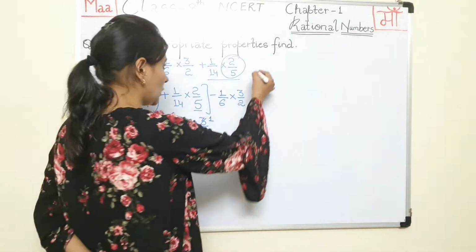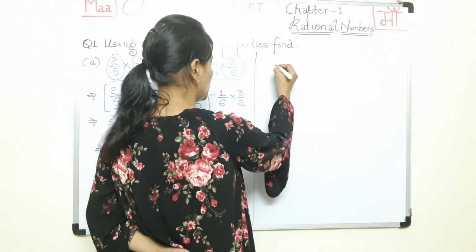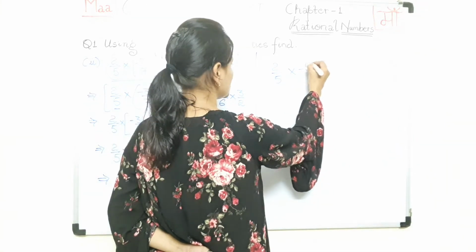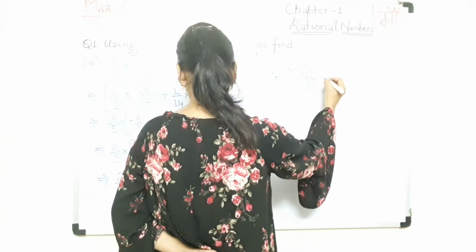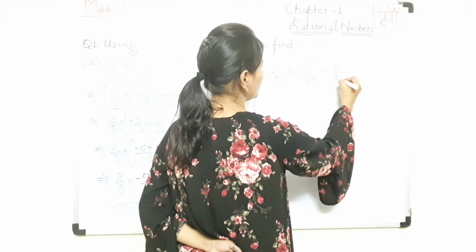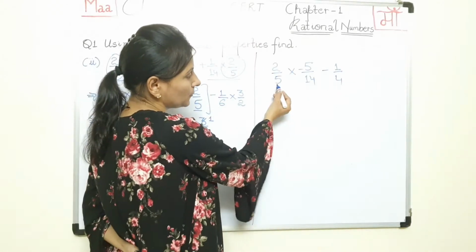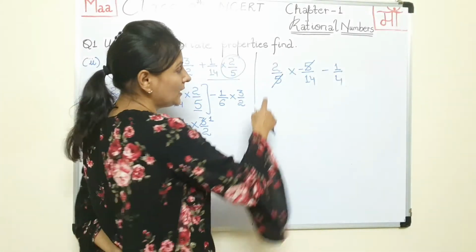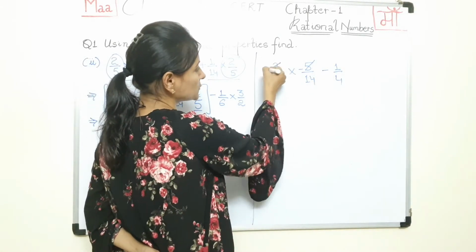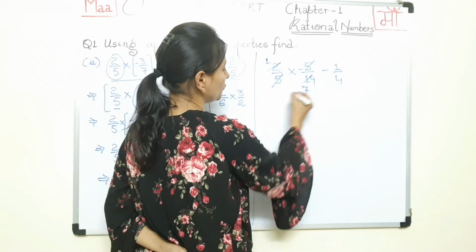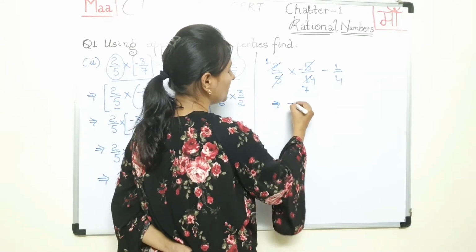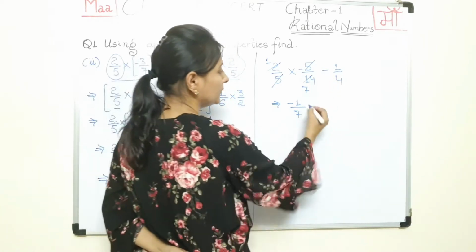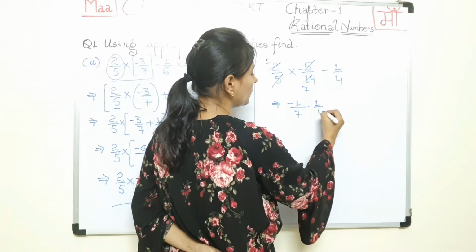So see how to solve this term now. 2 upon 5 multiply by minus 5 upon 14 and then minus 1 upon 4. So this is the term. See, we can cancel this 5 and 5. So this 5 and 5 will be cancelled, and we can cancel this 2 and 14. So 2 1s are 2 and 2 7s are 14. So what is remaining here? Minus 1 in the numerator and 7 in the denominator. Then minus 1 upon 4.